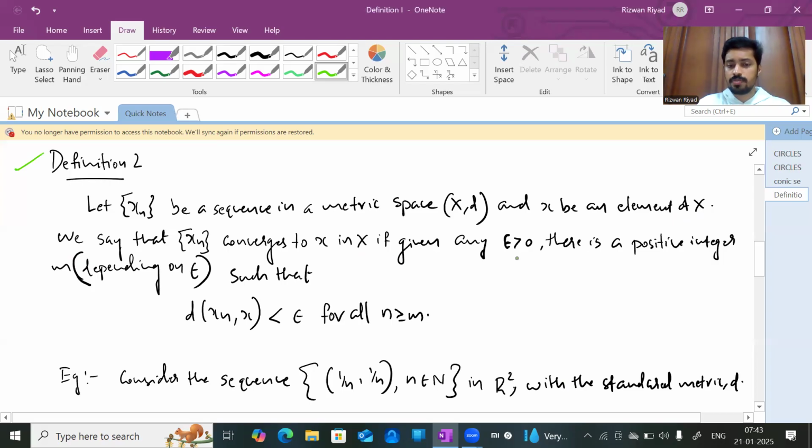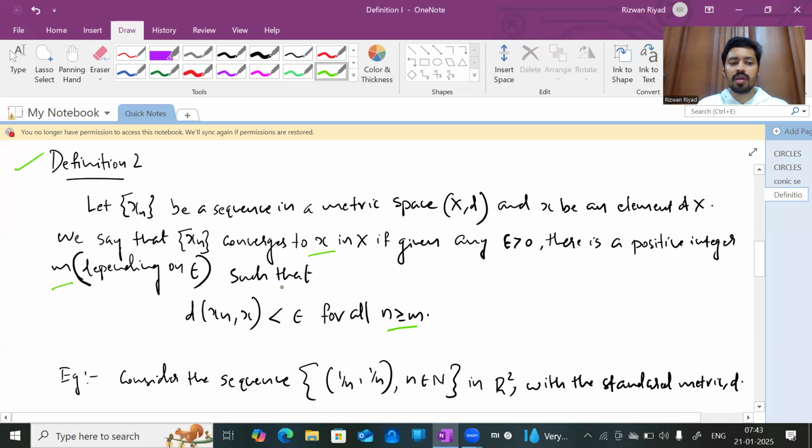if given any epsilon greater than 0, there is a positive integer m depending on that epsilon, such that d of xn, x, I mean the distance between that xn and our x in X, will be less than epsilon for all n greater than or equal to that particular m. If this is happening, we can say that this sequence is a convergent sequence, that is converging to this x.